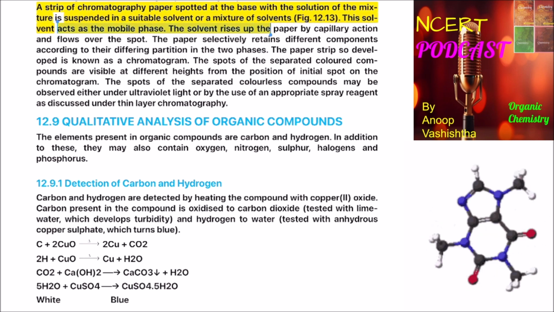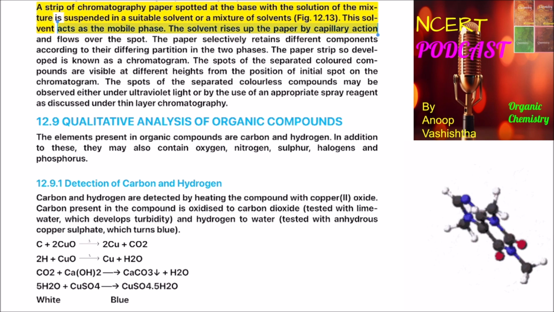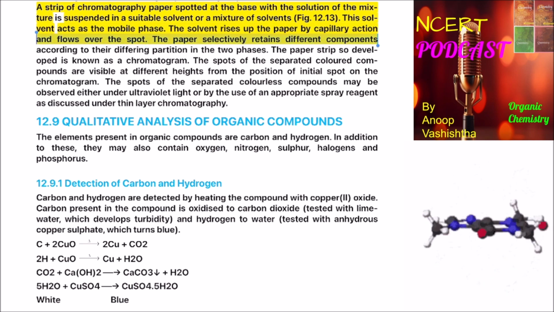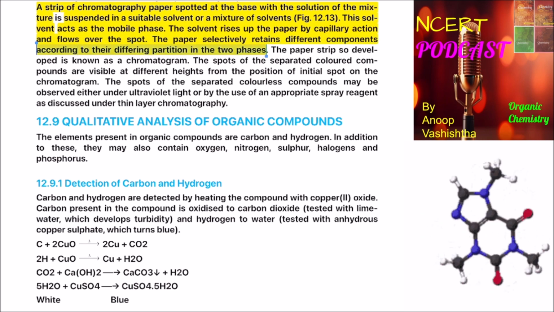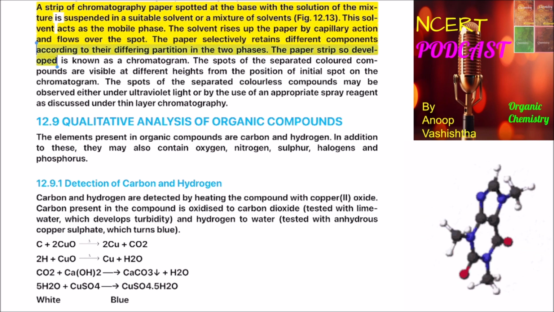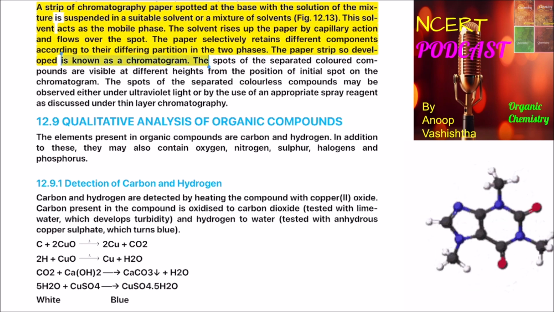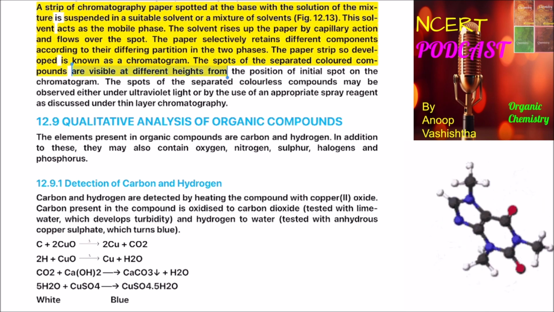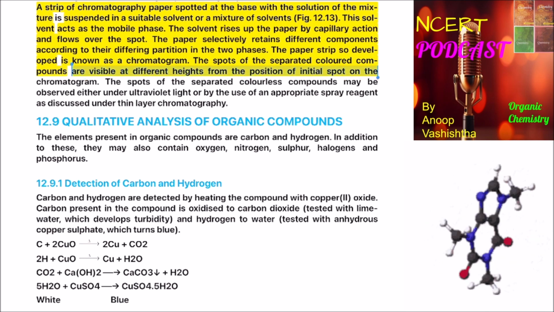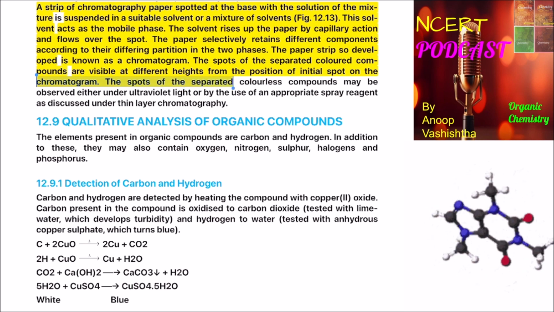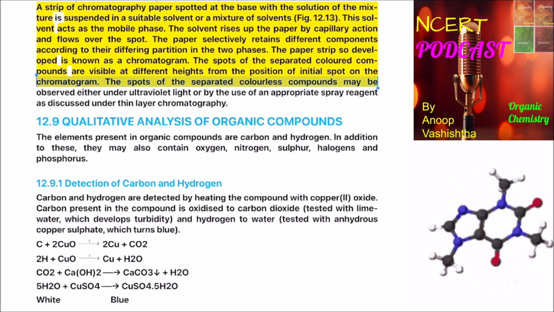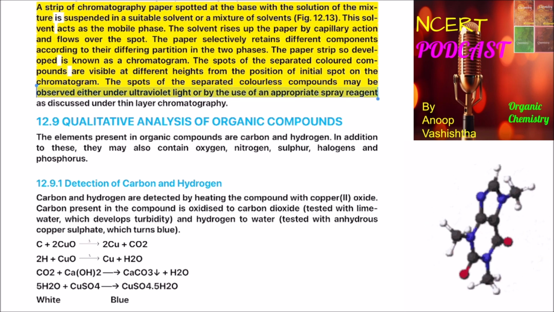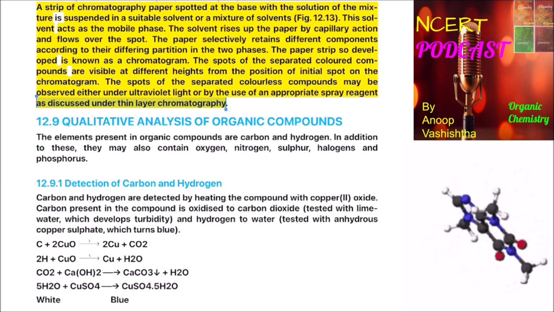The solvent rises up the paper by capillary action and flows over the spot. The paper selectively retains different components according to their differing partition in the two phases. The paper strip so developed is known as a chromatogram. The spots of the separated colored compounds are visible at different heights from the position of the initial spot on the chromatogram. The spots of the separated colorless compounds may be observed either under ultraviolet light or by the use of an appropriate spray reagent as discussed under thin layer chromatography.